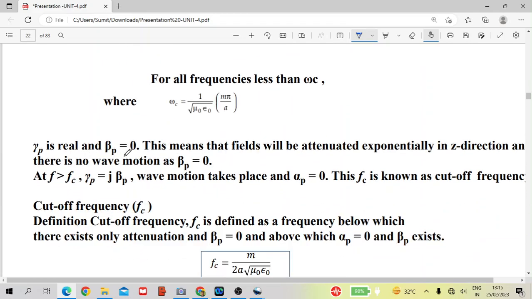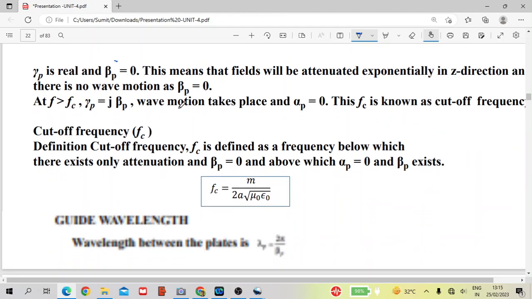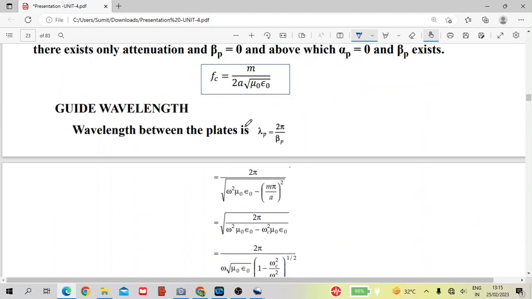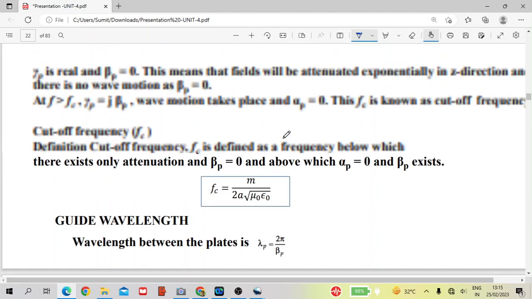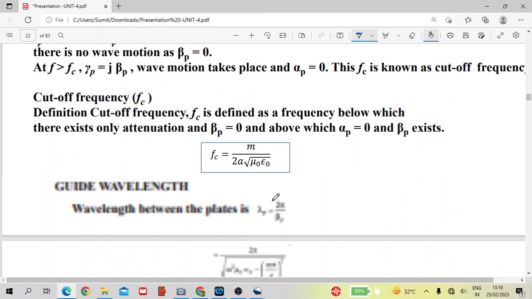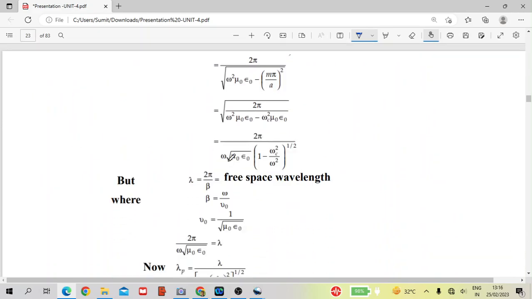So gamma p is real and the phase constant is 0. For all frequencies less than this, it is evanescent, because the phase constant is 0 but the propagation constant is real. So from there we can calculate the cutoff frequency. This is the same formula, from there you can find fc, and once you know fc, then the guide wavelength, we know, is 2 pi by the phase constant. Now the phase constant we have found out above, this one, beta p. So if you substitute this beta p here, you can get the guide wavelength.